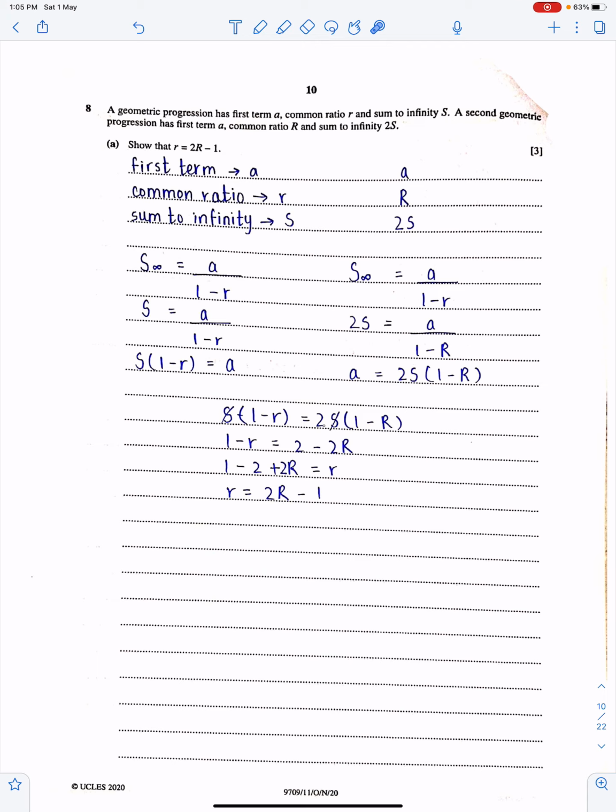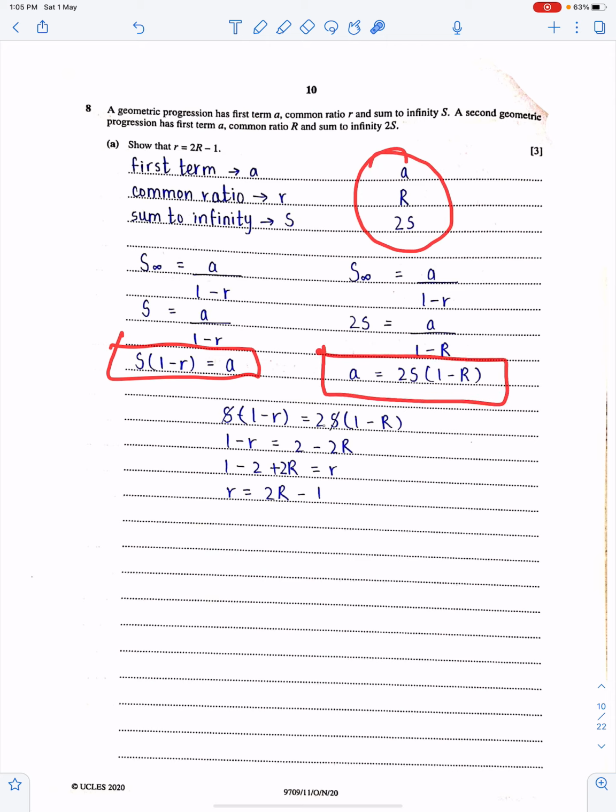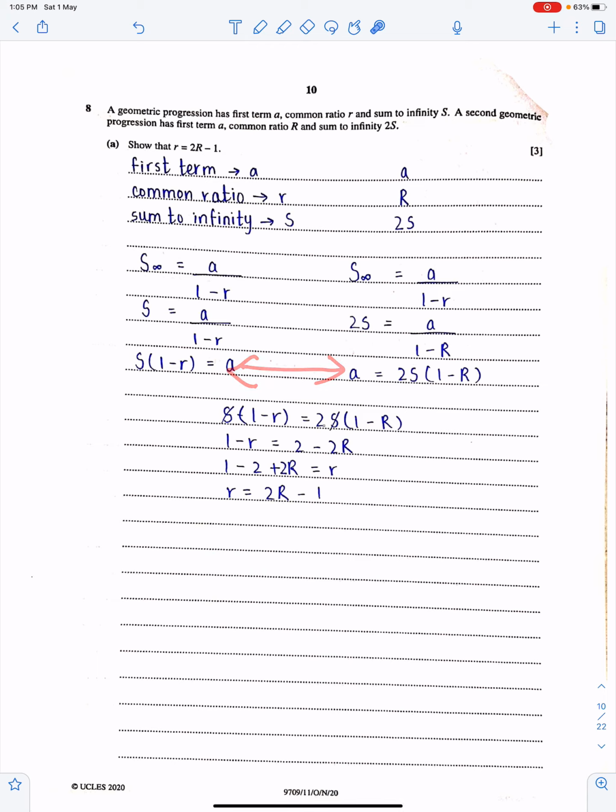So we just need to form two equations with this data and this data. With this data, we have this equation. And with this information, we have this equation. By solving these two equations simultaneously, or by equating these two equations, we have the value of small r. We have shown this. This is what we had to show.